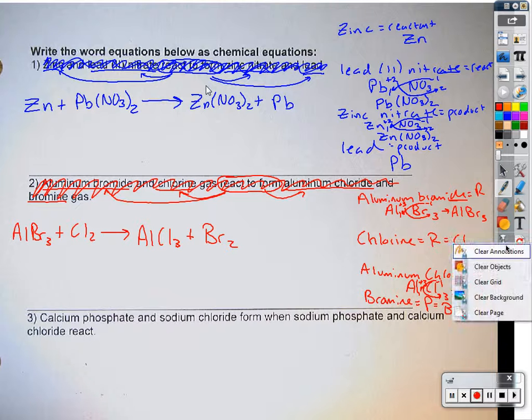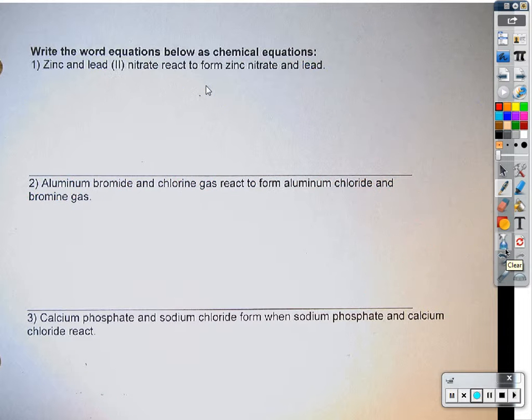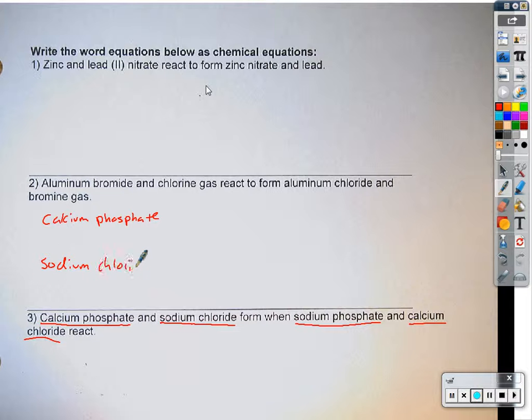We'll do this last one, number 3. And again, work it out just the same way. Find my stuff. Calcium phosphate, sodium chloride, sodium phosphate, calcium chloride. Write them down. Calcium phosphate, sodium chloride, sodium phosphate, and calcium chloride.